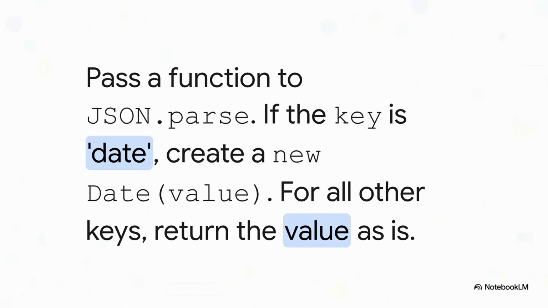We call JSON.parse, but we also pass in our reviver function. Inside that function, we just check, hey, is the key for this value equal to date? If it is, then instead of just returning the raw string value, we create a new date object from that string and return that instead. For any other key, we just return the value as is. And boom, just like that, our date object is back, fully revived, and our data is perfectly restored.